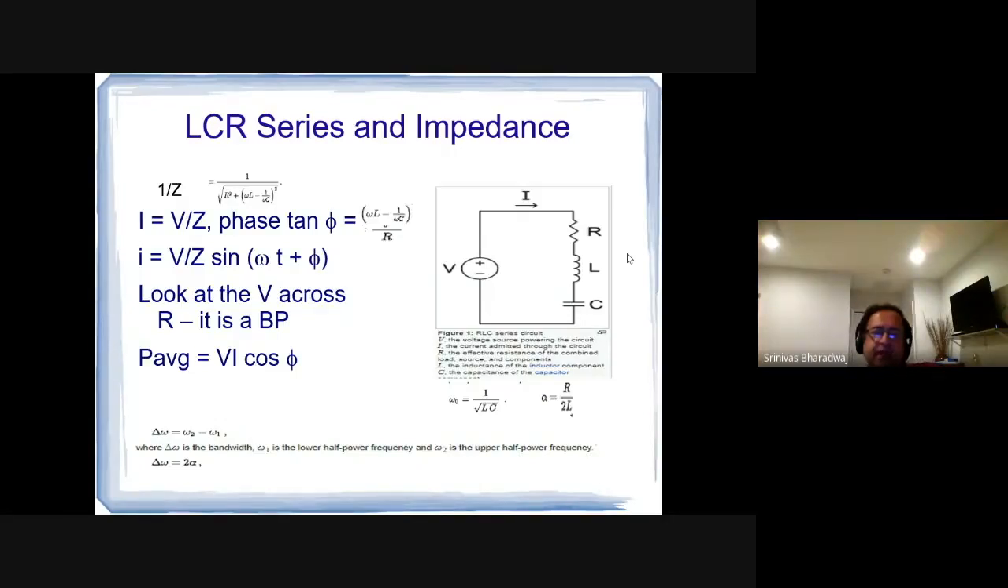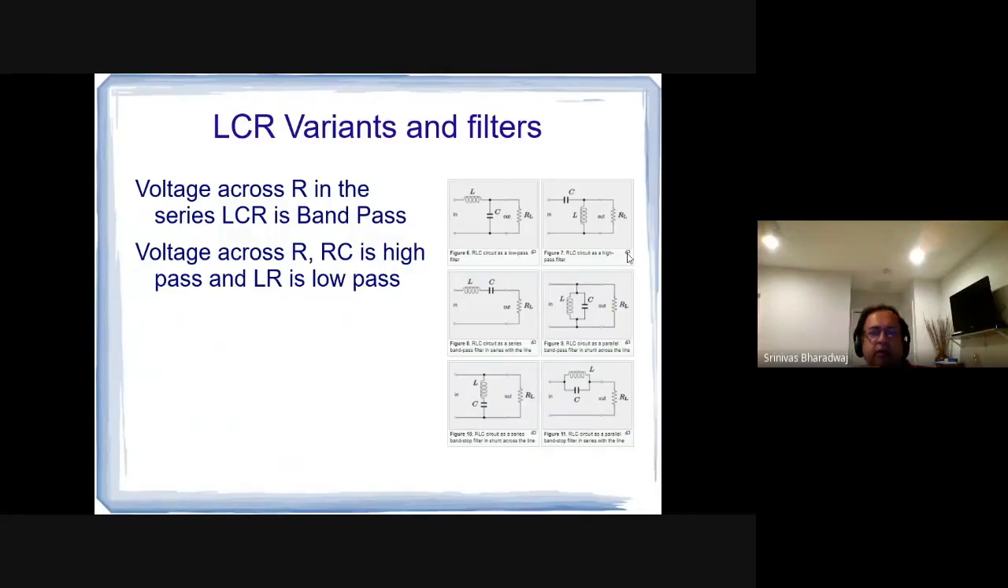Okay, so there is a window delta W which is related to this term R by 2L. R by 2L is called the alpha of the circuit. Now the delta W is the bandwidth, and that bandwidth represents the area over which the circuit has a high voltage. Therefore delta W equals 2 times alpha, and alpha is R over 2L. So now the voltage across the resistance R in the LCR circuit is band pass. This is in the series LCR.